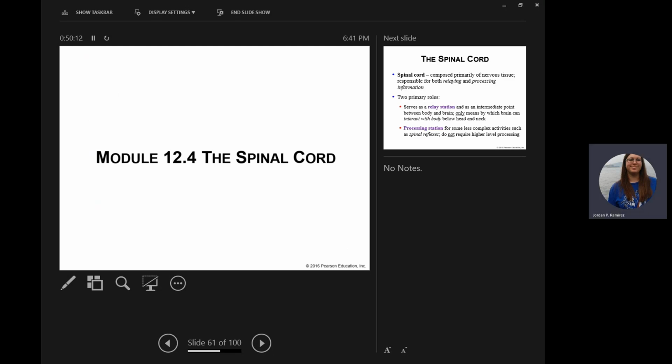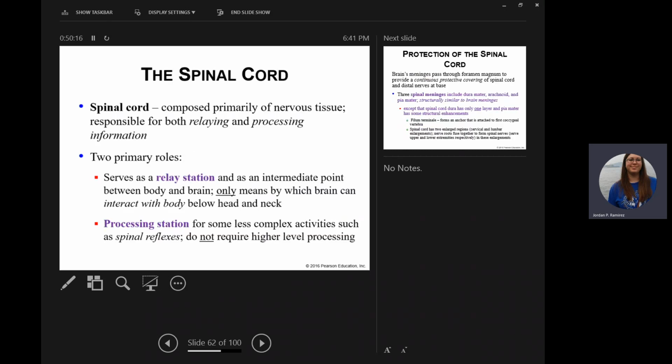All right, so we talked about the brain and protection for the brain. Now let's talk about the spinal cord real quick. I focused less on the spinal cord, a little bit more on the brain, generally with the tests on these. The spinal cord is composed primarily of nervous tissue. Who would have known? It's also responsible for both relaying and processing information. This serves two primary roles. It serves as a relay station and a processing station.